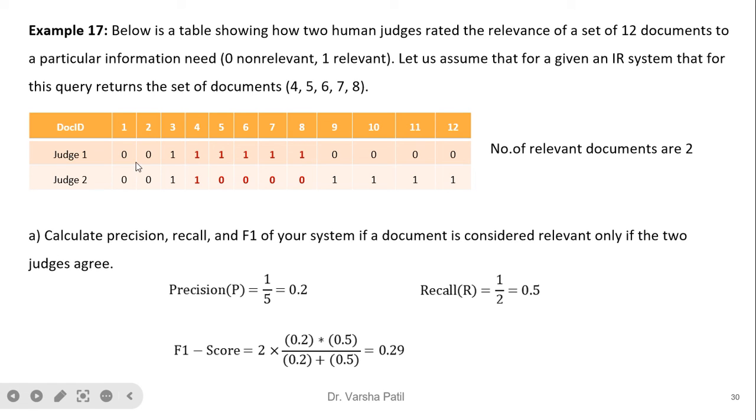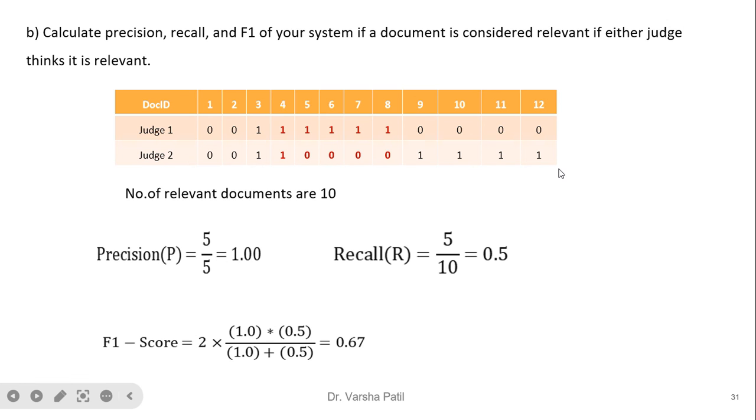Out of 12 documents, a document is relevant when both judges agree, that is the third document and the fourth document. So the total number of relevant documents is 2, but out of the retrieved documents 4, 5, 6, 7, 8, only one is relevant. Therefore for precision the denominator is 5 and the numerator is only 1, because only one relevant document gets retrieved. For recall, in the system 2 documents are relevant and only one gets retrieved, so it is 1 by 2. So it is very important to know the number of relevant documents present in the system.